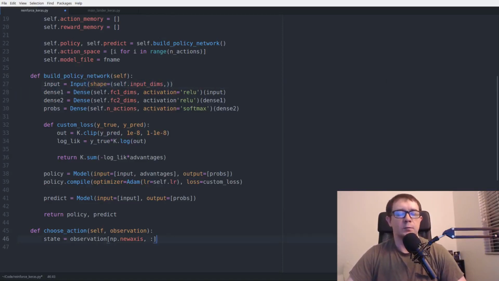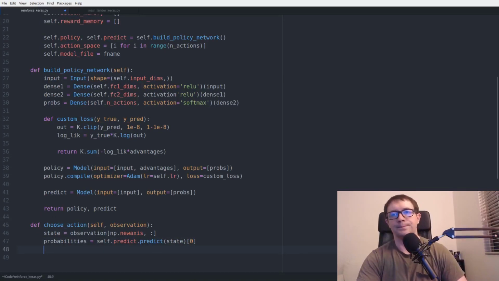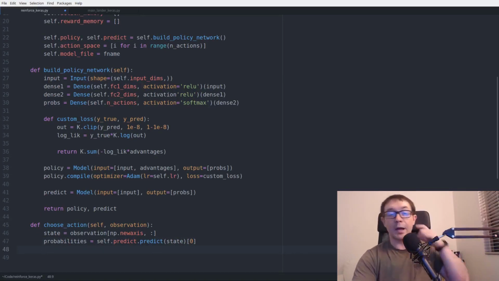That is because when we are doing the learning function, we're going to be passing in a batch, the whole state memory of the episode, whereas when we're selecting an action, we only want to pass in a single observation. So you have to keep the shapes consistent. That's why you have to do the addition of the new axis. So probabilities will be self.predict, pass in the state and take the 0th element because it returns a tuple.